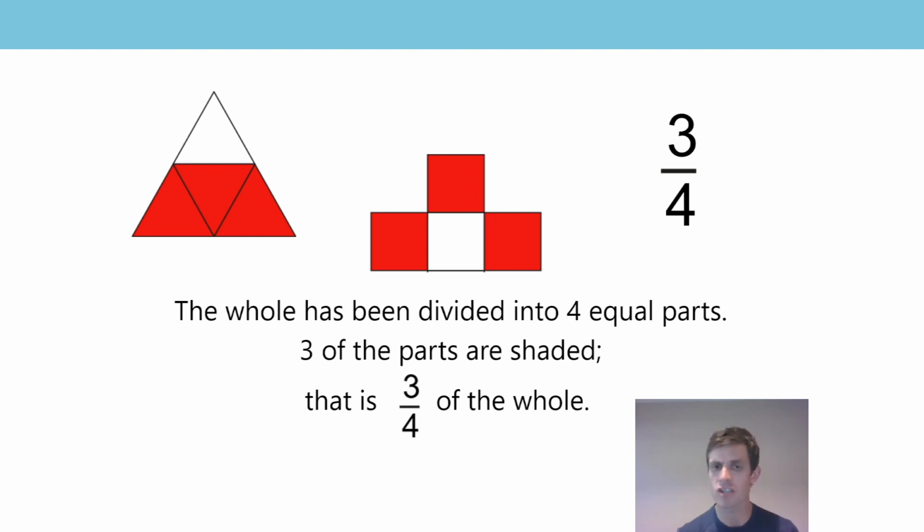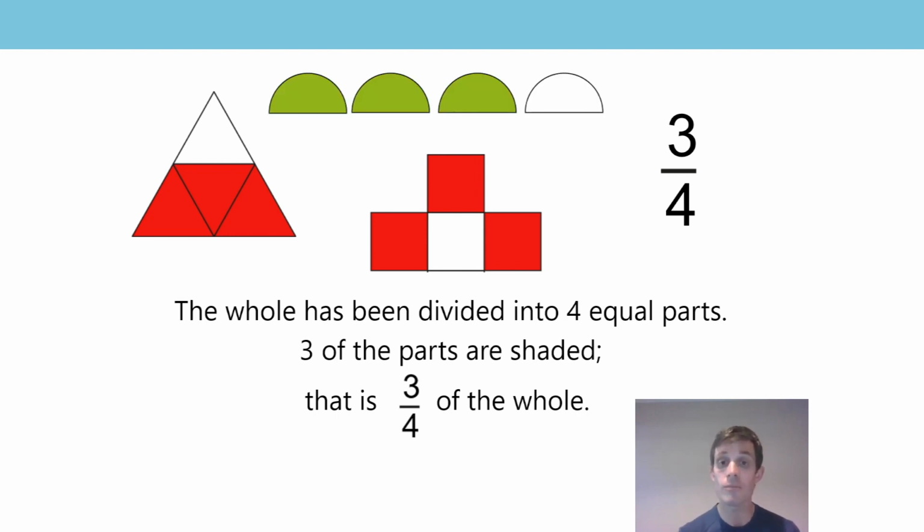Let's look at this image and check. So the whole has been divided into how many equal parts? 4 equal parts, and 3 of the parts are shaded, so that is 3/4 of the whole. And my final image, my whole was split into 4 equal parts, and 3 of the parts are shaded. So what's that fraction? That's right, it's 3/4. Now I want you to look at your image that you drew and use the sentence stem to check that it was right.